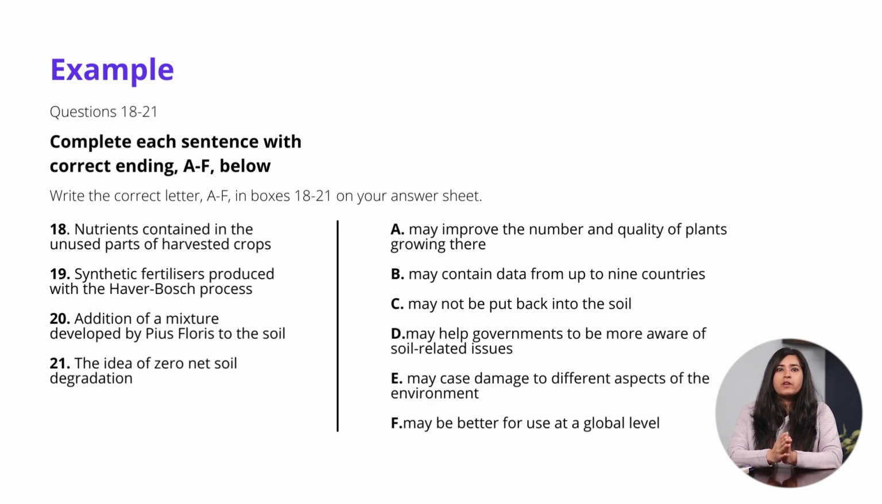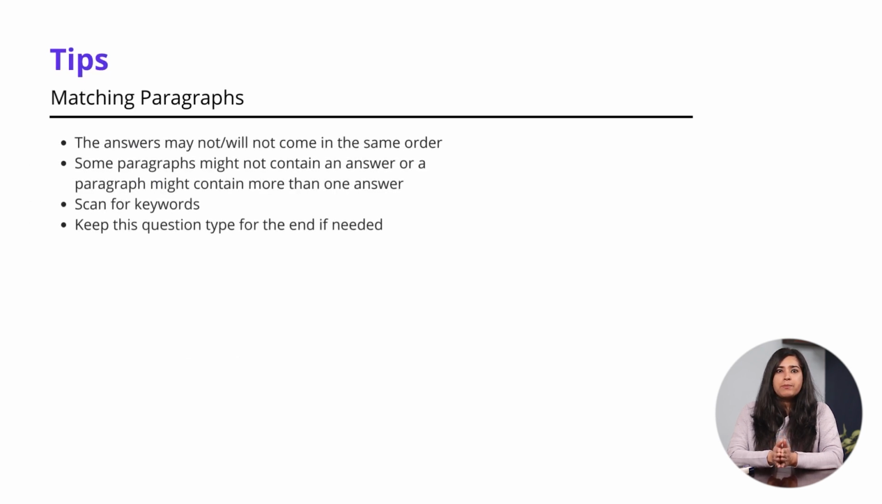Alright, before we move on to how to tackle these question types, let's look at some tips. Some of these might be repeated, but it's just as important. Some tips for matching paragraphs are to know that the answers may not or will not come in the same order. Some paragraphs might not contain an answer, or a paragraph might contain more than one answer, so be on the lookout for that. Scan for key words in the question or question statements especially. Keep this question type for the end if needed.